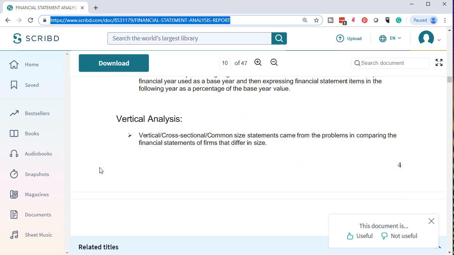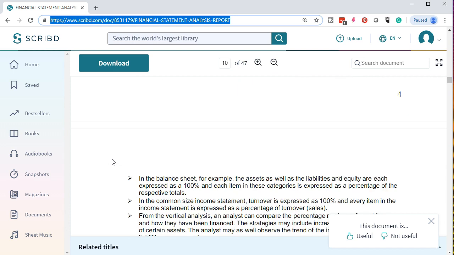And then we have our vertical analysis. Vertical analysis, cross-sectional, common size statements. These are similar terms, of course. This came from the problems in comparing the financial statements of firms that differ in size. They're addressing the primary use of this type of financial statements. If we want to compare our financial statements to others, which have different dollar amounts, then we can use vertical analysis, cross-sectional, or common size analysis.